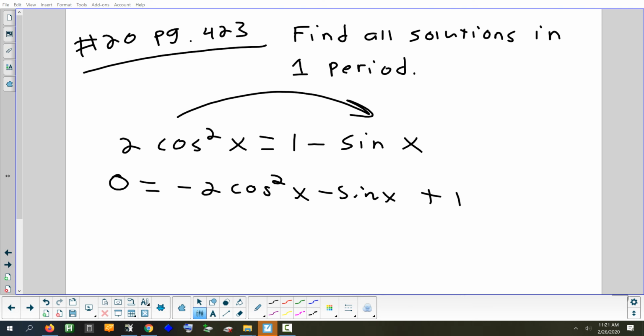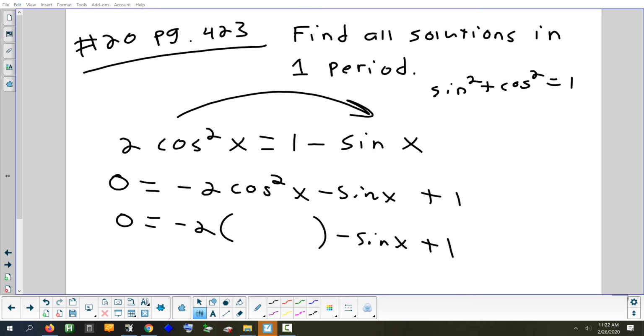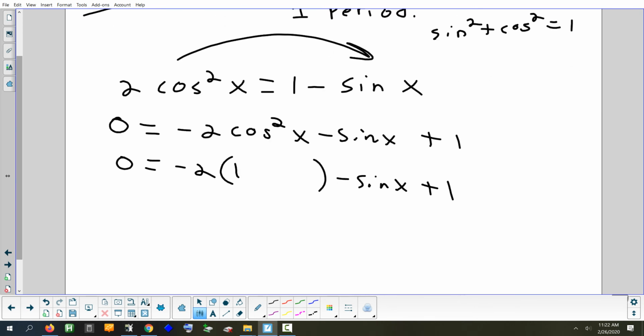It's like mixing variables. So we use this identity a lot. And we're going to use it again. So we're going to put negative 2. Just leave it because you're going to substitute something in. And what can I plug in for cosine squared? 1 minus sine squared. Yep. That's nothing new. You did that yesterday.